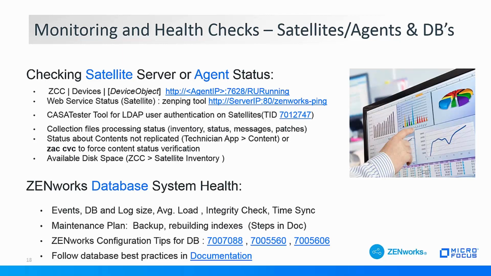Of course, check the disk space. Sometimes we have seen that the admin doesn't know how much disk space each satellite has, and everything on the primary server tries to get replicated to the satellite, and you run out of disk space. So keeping an eye on the disk space definitely helps. You can look in the ZCC device inventory. You can generate an inventory report for all your satellite servers and check that none of them are critical on disk space.